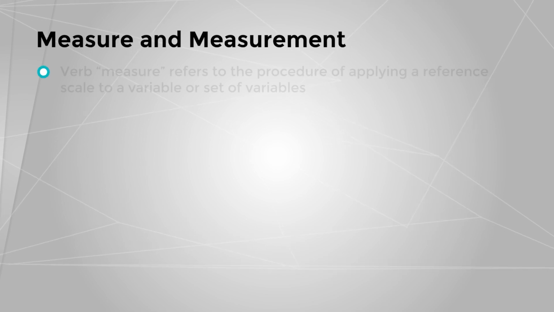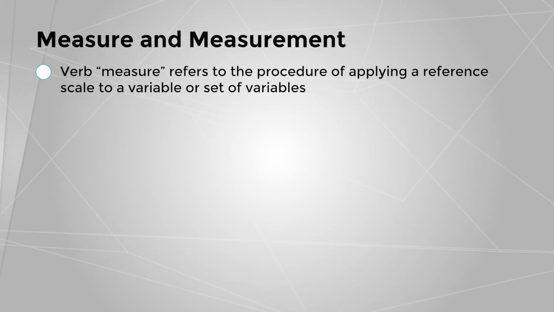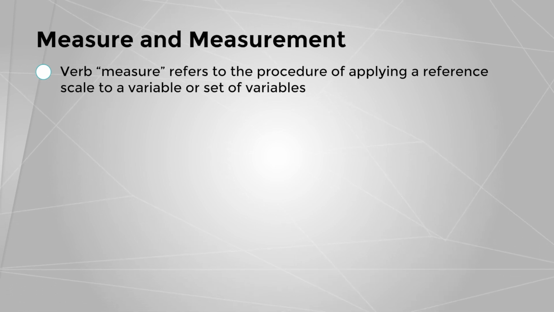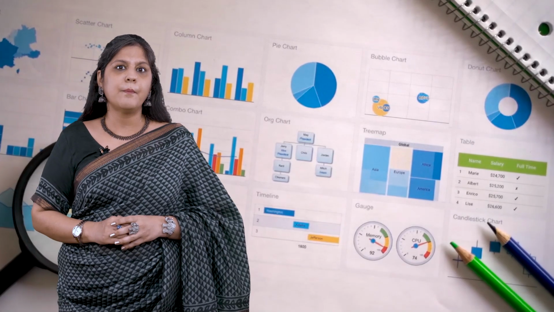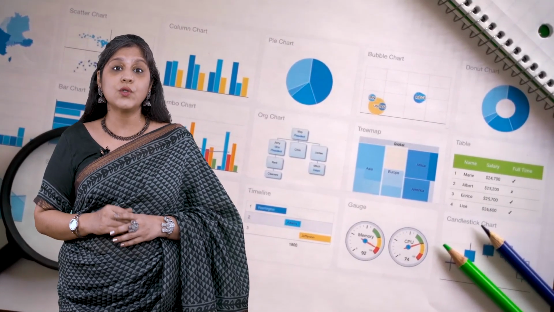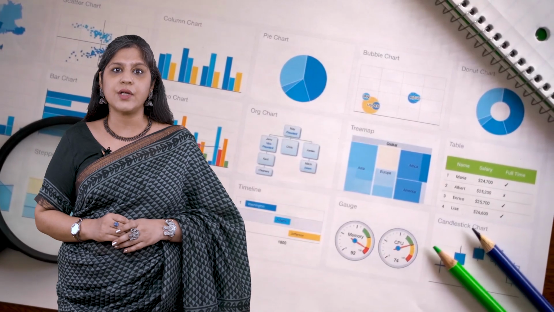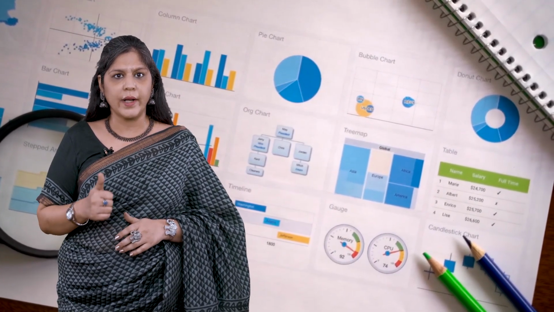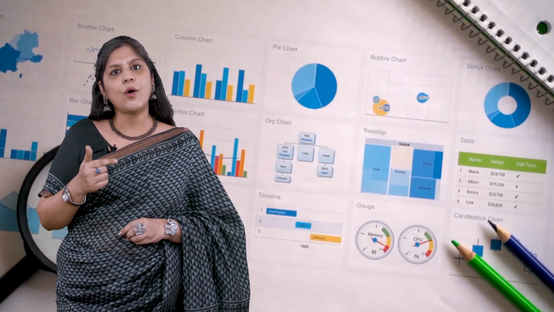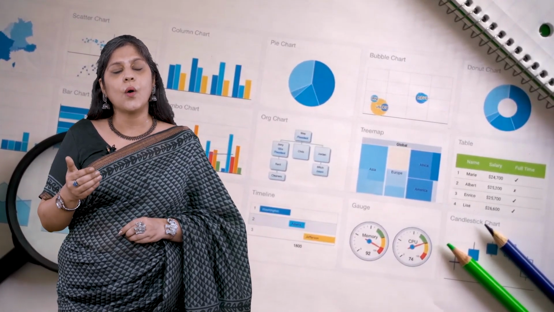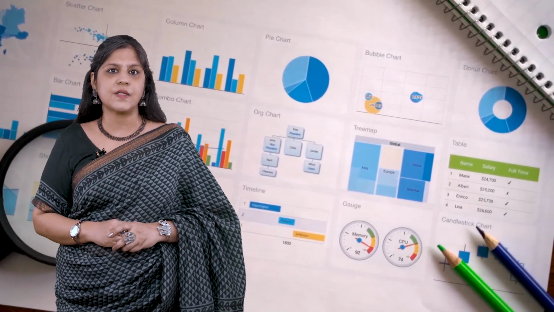Measures and measurement. While the verb measure refers to the procedure of applying a reference scale to a variable or set of variables, the noun measurement refers to the extent, dimension, quantity, etc. of an attribute. Measuring health variables involves two levels of measurements, which can be generated in the following ways. First, by direct individual observation. Second, by observation of the population groups or locations based on observations.